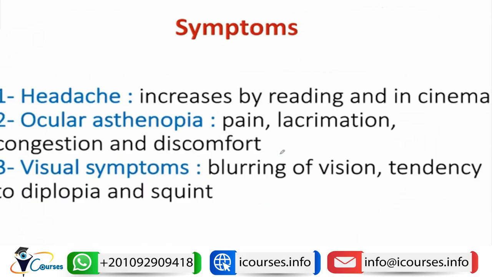What will be the complaints of patients with aniseikonia? The patient will report that they have headache, and the headache will increase during visually demanding tasks like reading, or if they are in the cinema. They can also complain of weakness or pain of the eyes, which are collectively called ocular asthenopia. Ocular asthenopia means that there is a strain in the eyes. The strain in the eyes will result in pain, lacrimation, congestion and discomfort of the eyes, and visual symptoms in the form of blurring of vision and tendency for diplopia and squint.